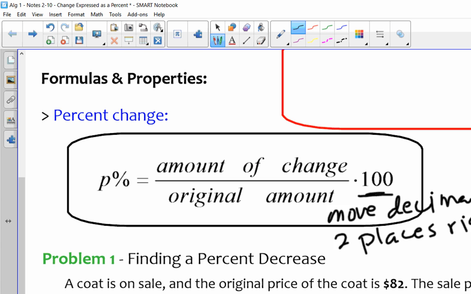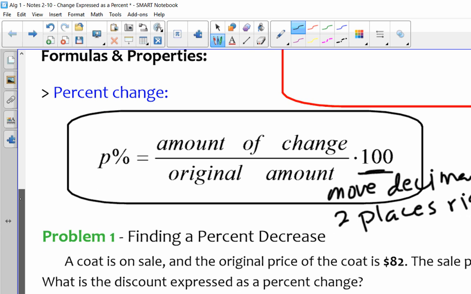So I'm going to take the greater amount and subtract the lesser amount from that, and that gets me the change. So I'll always get a positive number when I do this too. Do it that way, okay? All right, so here we go.